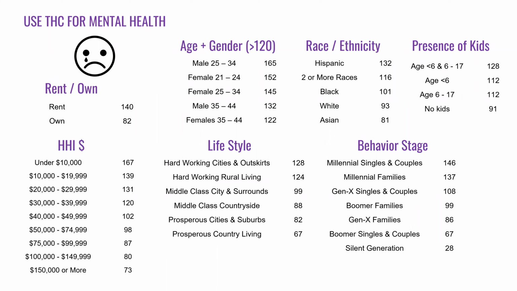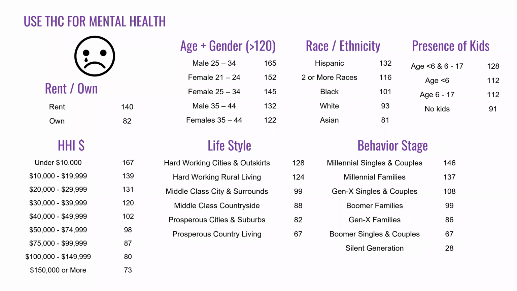They're not too different in the sense that they mirror the standard THC dominant marijuana user. So in terms of age and gender, they're most likely to be male 25 to 34, but the younger females also over index as well. What I also thought was interesting is that those folks using it for mental health are more likely to actually have children in their household, which is a little bit different than the typical THC dominant marijuana user. But what I really want to focus in on are some of these lifestyles and behavior stages that we looked at for these folks using THC dominant products for mental health.